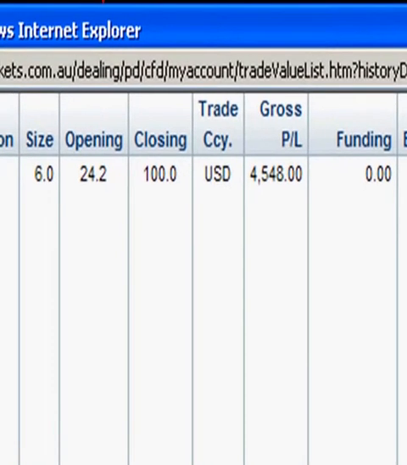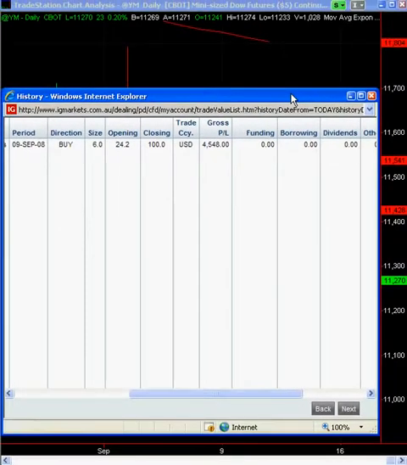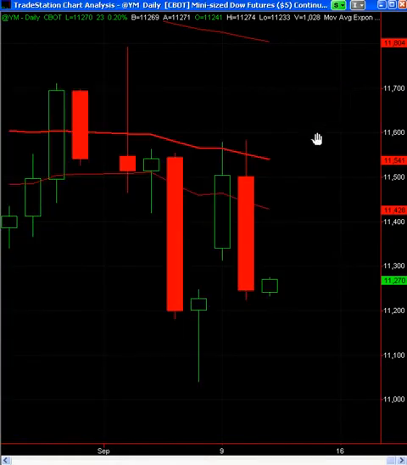I actually bought what's called a binary. It's a form of intraday option. I bought it at 24.2 and the closing level was 100. So I made the maximum profit potential on the binary option, with a gross profit of 4,548 US dollars, which is around about 5,300 Australian dollars. Alright, so back to the chart.